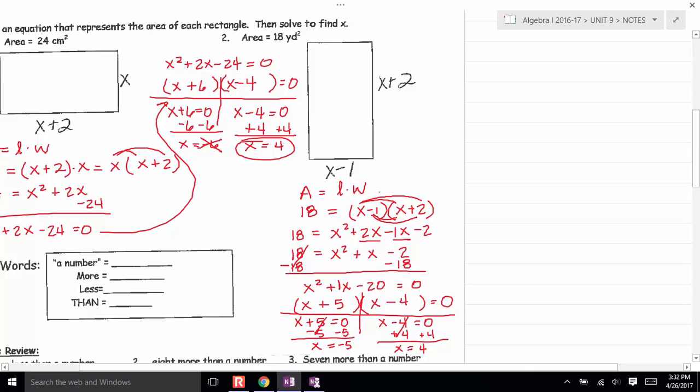So we look back at the original drawing. If we were to assume that x was negative 5 and plug it in for x minus 1, that would give us a negative 6 for the total length of this rectangle, which is not a possibility. So we can ignore this answer, and our answer would have to be 4 for the x value.